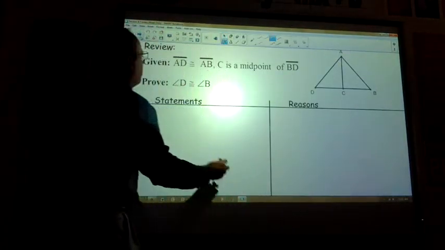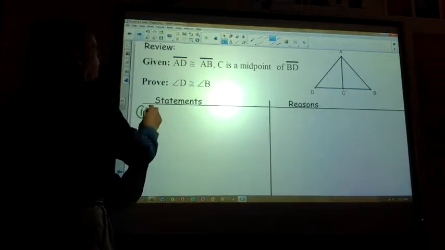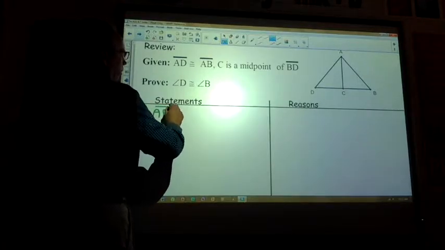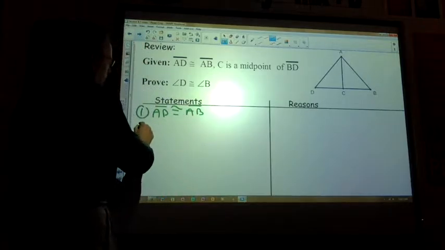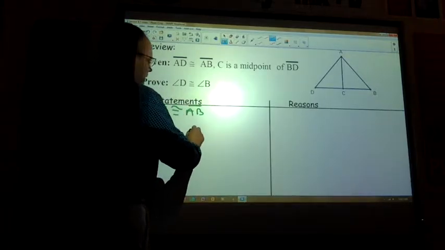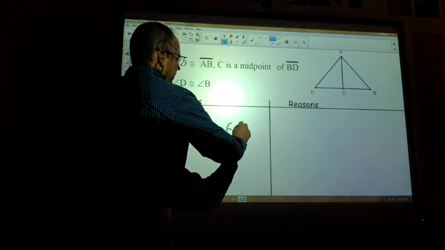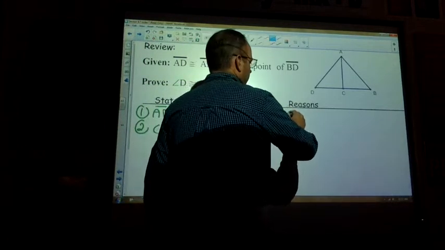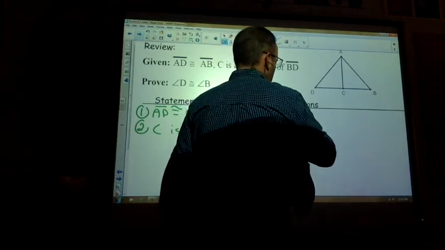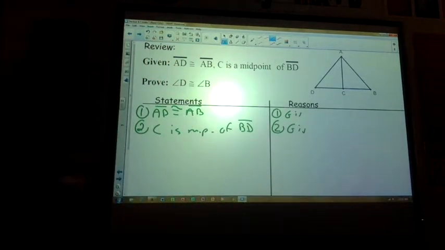All right. Let me take care of the hard part. So step 1 will go AD is congruent to AB. 2, C is midpoint of BD. So we got a given, and we got a given. All right, let's see. We have only seen this triangle about 45 times so far this year. So let's see. Somebody who normally doesn't answer. Pick on Sammy. Sammy, what do you think I could say as a result of any of that?